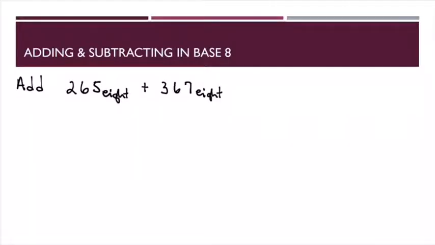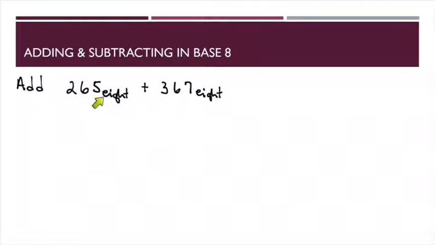Now, instead of combining 5 units to get a long, we'll combine 8 units to make a long and 8 longs to make a flat. See, that's because we're in base 8. So let's add 265 base 8 plus 367 base 8.